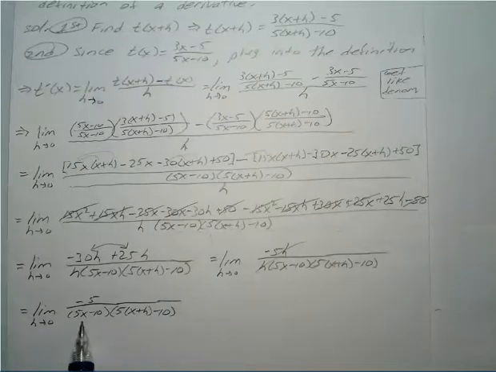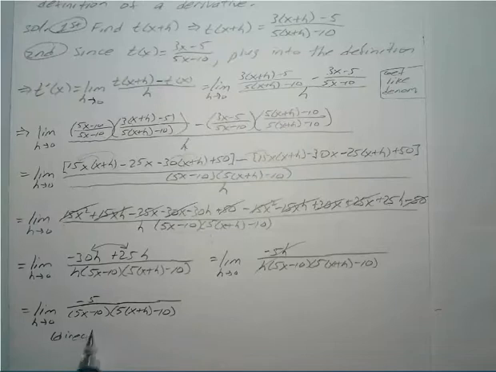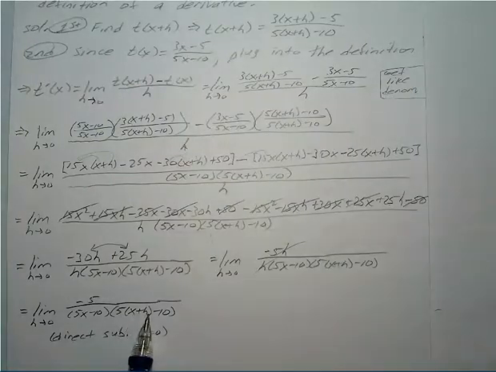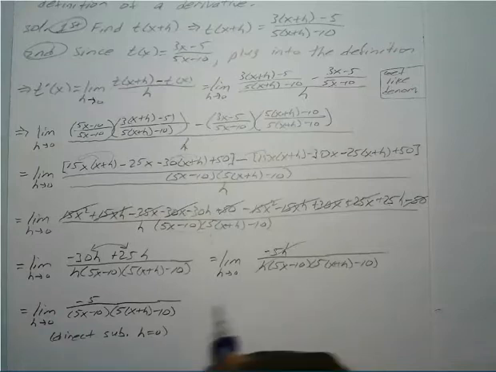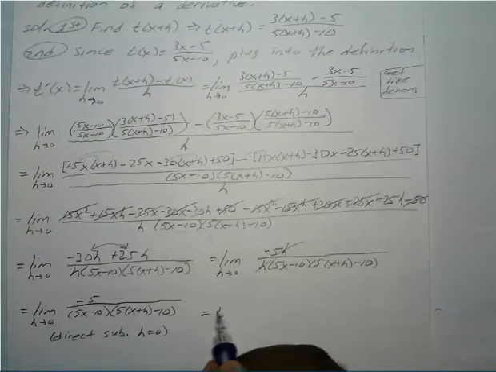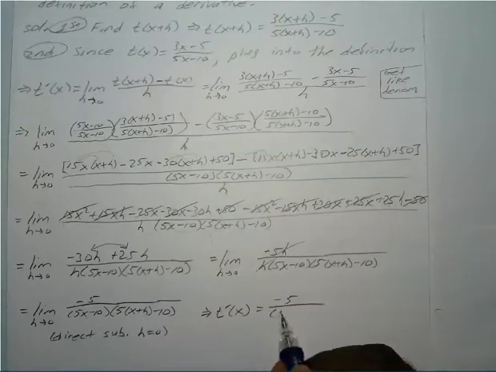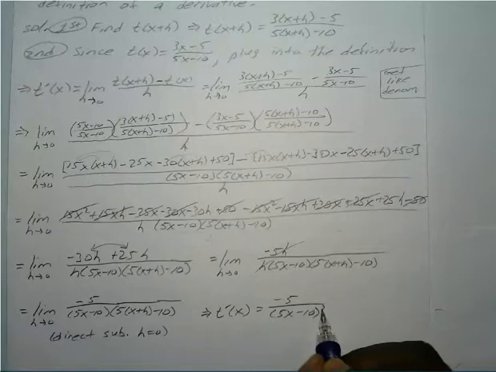Okay. Now, once we get here, we can go ahead and use direct substitution, h equals 0. So we plug in our h equals 0, which is right here. So this just becomes 5 times x plus 0, which is 5x minus 10. So you have 5x minus 10, 5x minus 10. So you have t prime of x is equal to negative 5 over (5x minus 10) squared.